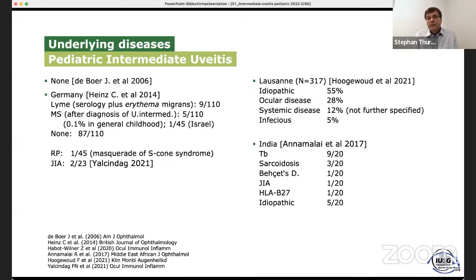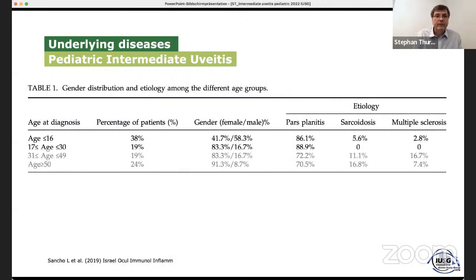In India, probably due to the high prevalence of TB here, many patients with pediatric intermediate uveitis had an underlying tuberculous infection and that needed treatment. Sarcoidosis and Behçet's disease were much less frequent. And here again, a patient popped up with JIA. And some of those patients, five of these 20, were idiopathic.